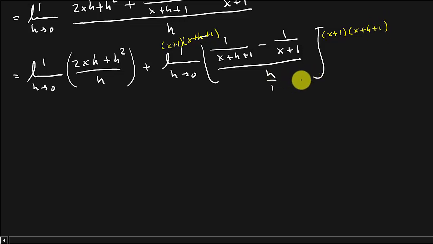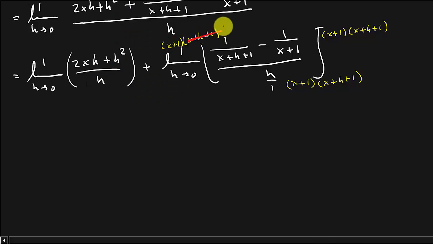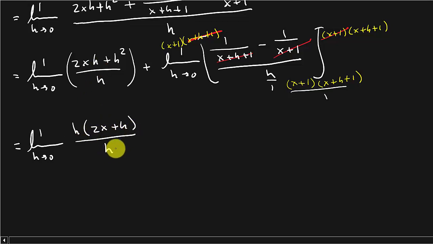And then multiply this one times, why did I write x? x plus 1 times x plus h plus 1. And we can see here that the x plus h plus 1 cancels, the x plus 1's cancel, and nothing cancels there. And keep in mind that's over 1 multiplied to that h over 1. And so this is going to be the limit as h goes to 0. Now I'm going to go ahead and factor an h out of the numerator here over h. And you can see those h's will cancel.